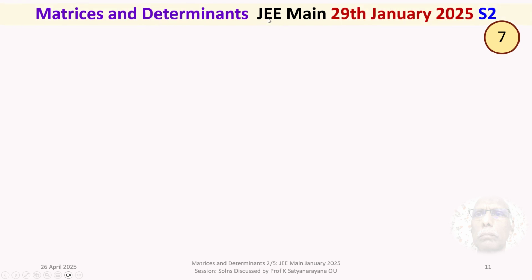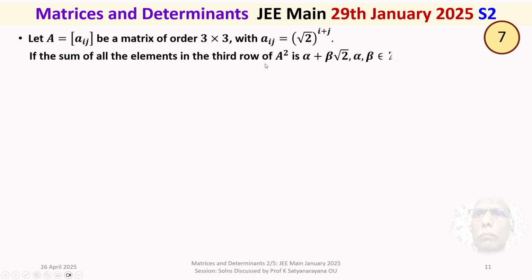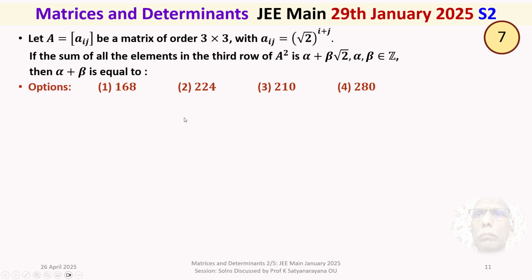We move to the next question. This question has appeared in the JEE Main exam held on 29 January 2025 in the second shift. Let A is equal to Aij be a matrix of order 3 by 3 with Aij is equal to root 2 to the power of i plus j. If the sum of all the elements in the third row of A square is alpha plus beta times root 2, where alpha, beta are integers, then alpha plus beta is equal to. We are given 4 options. Let's now discuss the solution of the problem in detail.